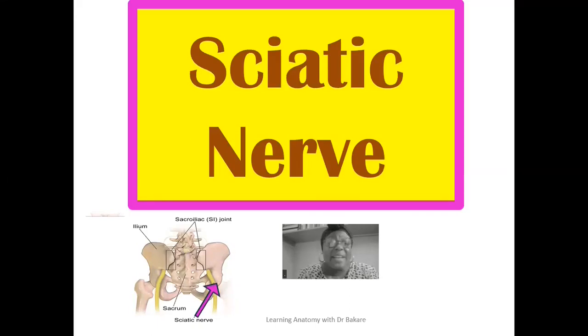lower limb. So ride on with me as I unfold the sciatic nerve, highlighting how this nerve emerges from the sacral plexus, the branches that emerge from the sciatic nerve, and also the different regions of the lower limb that they are seen to provide innervations for.